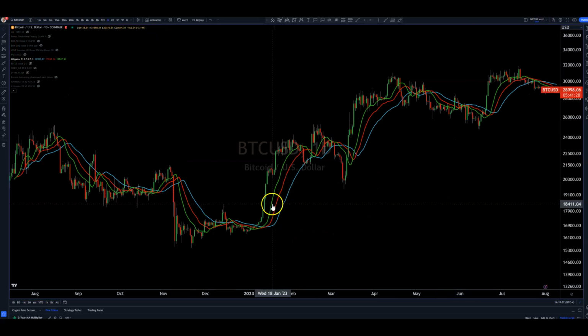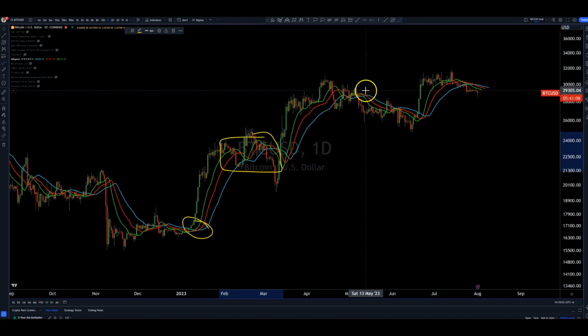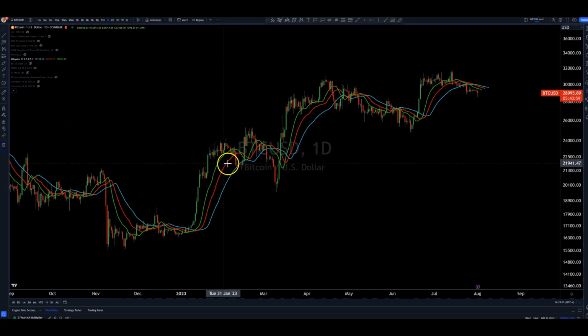So we've got our MAs on here. To go long, what you're looking for is a cross: green, red, blue. To go short or to close a long, you'd be looking for congestion or a cross. So much like the cloud, if you are above the moving averages, you're looking for longs. If you're below, you're looking for shorts.